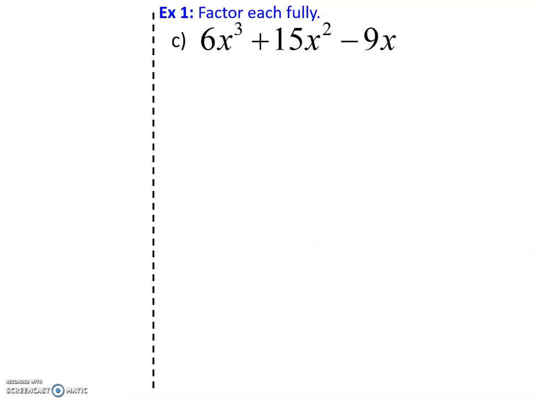Next example, 6x cubed plus 15x squared minus 9x. Is there a GCF? Hopefully you realize that yes, there is a GCF. This time our GCF is going to be 3x.